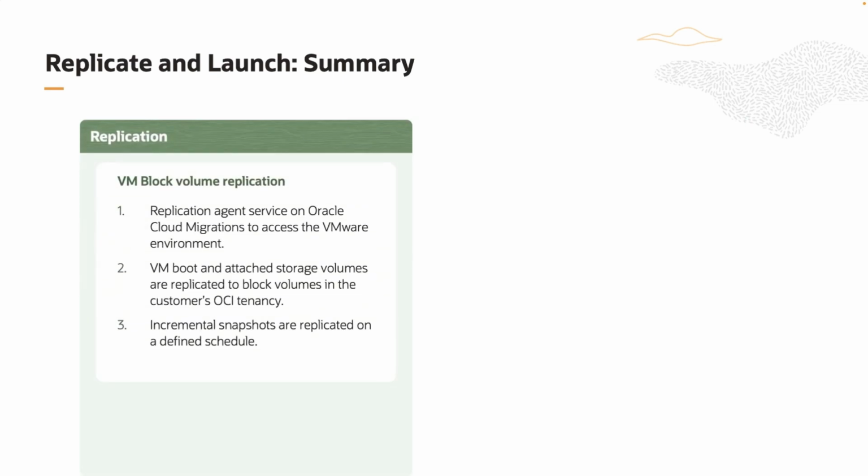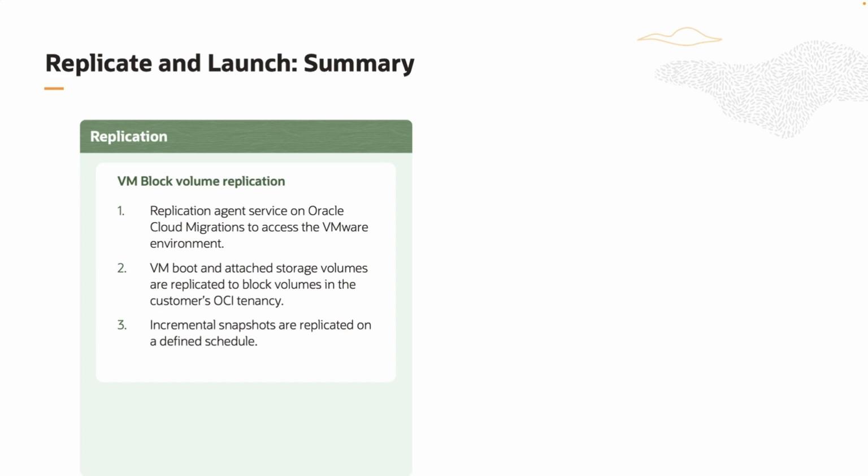Bringing replication and launch together, the OCM service accesses the VMware infrastructure environment through the replication plugin. The storage boot volumes and data volumes are replicated into the object storage bucket, and from here the data is transferred into storage block volumes with the help of the hydration agent.